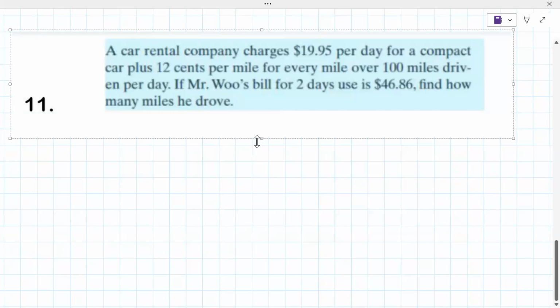All right. So what they're saying here is like the first 100 miles are basically free, but then you get 12 cents for every mile over that.